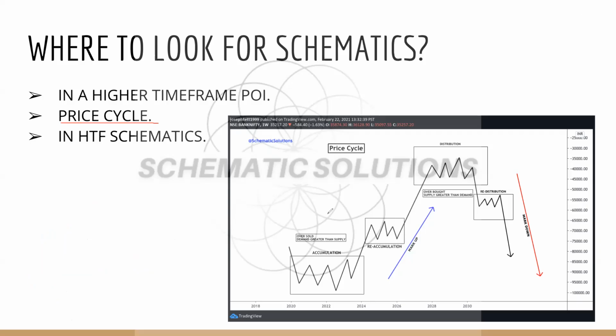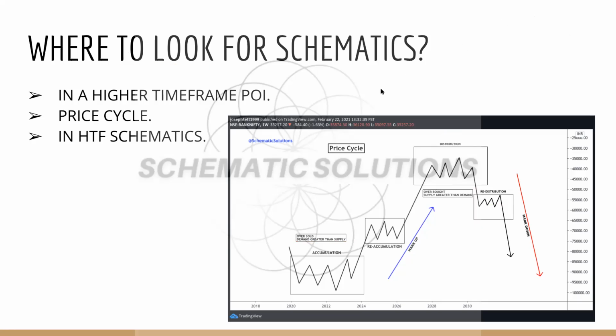And a price cycle is relatively simple. We understand if we're oversold, that means the demand is greater than the supply, and we should look to accumulate. In our markups, we should look to reaccumulate. And then when we're overbought, supply is greater than demand, we should look to distribute. And as we're marking down, we should look to continue to redistribute. So really understanding the price cycle is going to let you know where you can look for a certain schematic.